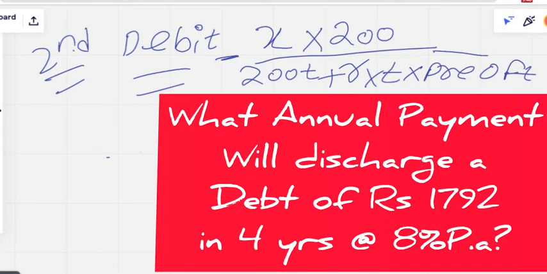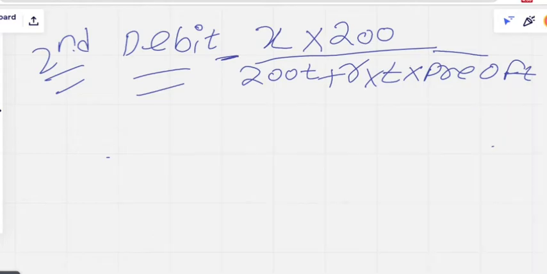So I'm reading the question for you. They are saying: at what annual payment will discharge a debt of rupees 1792 in 4 years at 8% per annum? They have given all the information in the problem. This is a debt related problem, so how are we handling this?